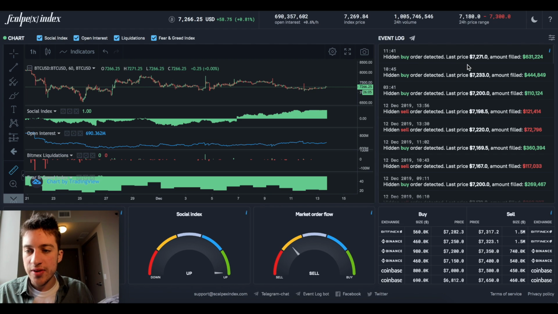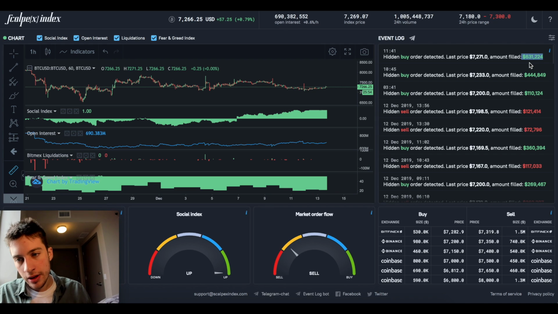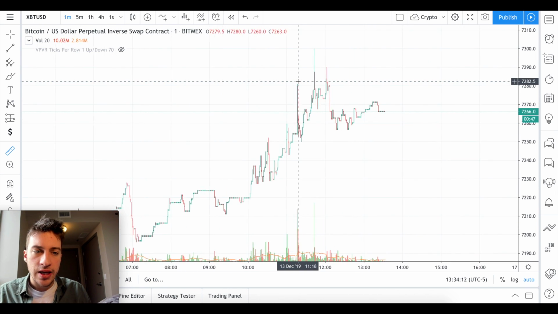Now, when you do this, things like this pick up on it. We can see how much was filled. This is not how large the iceberg was. This is telling me how much of the iceberg got filled. Okay? Let's go look. We have an iceberg bid at 11:41 at a price of 72.71.